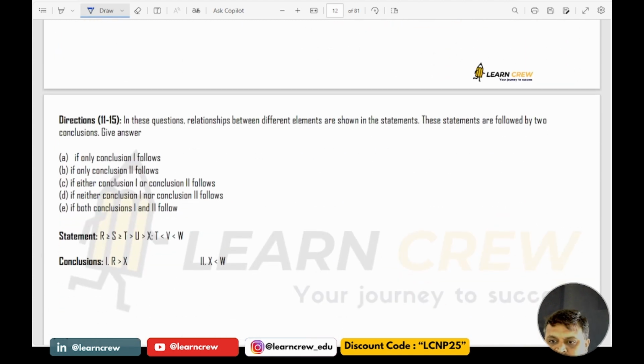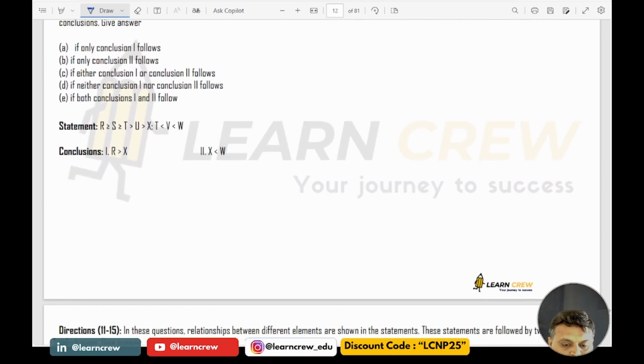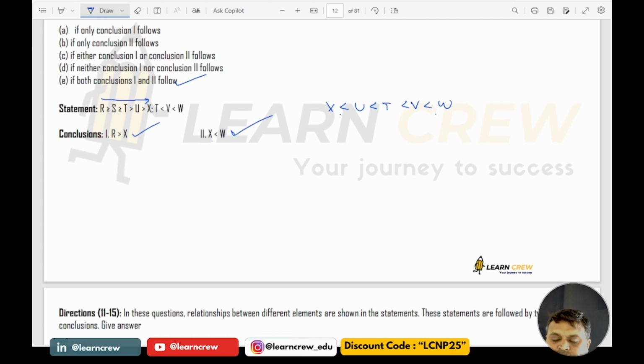Next, questions based on inequality now. Between R and X, R greater than X is correct. Between X and W, see here, X less than U, less than T, less than V, less than W. So you can say X less than W is also correct. So both 1 and 2 are correct.